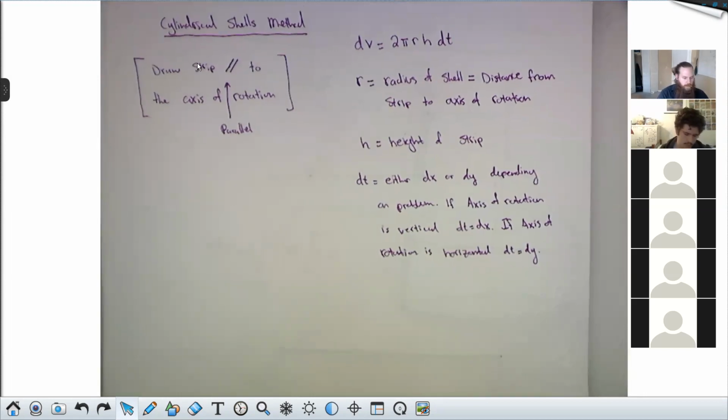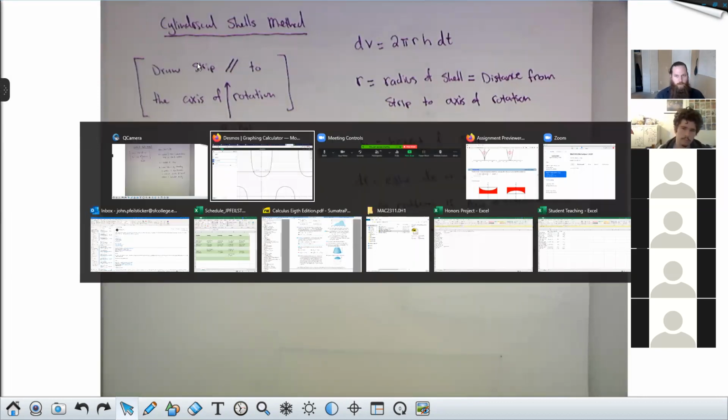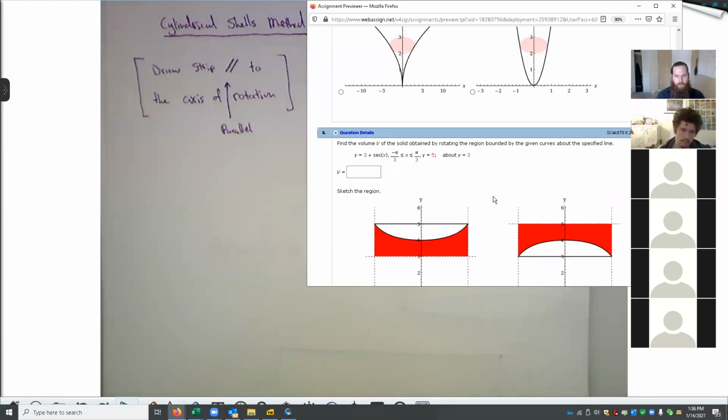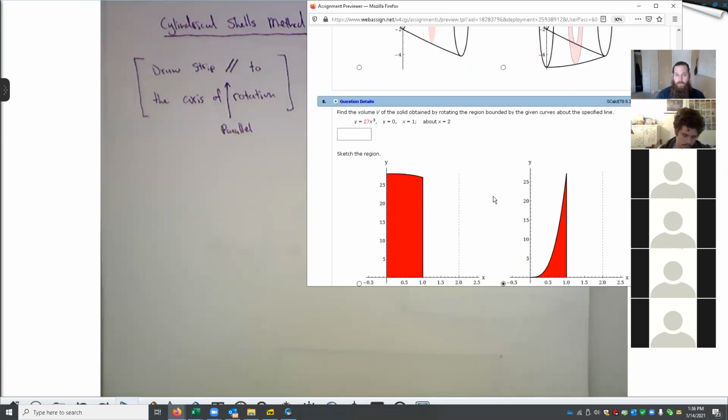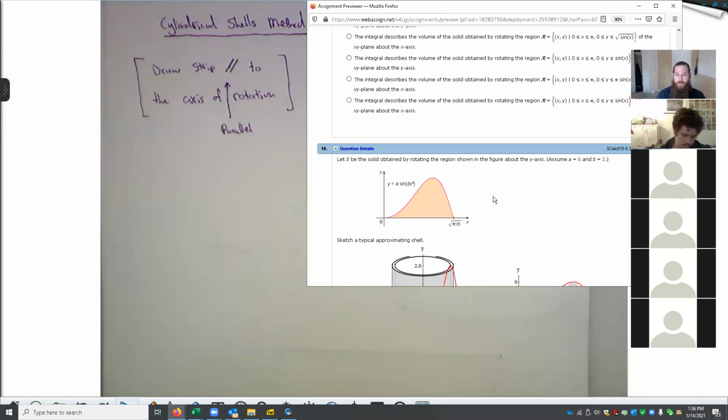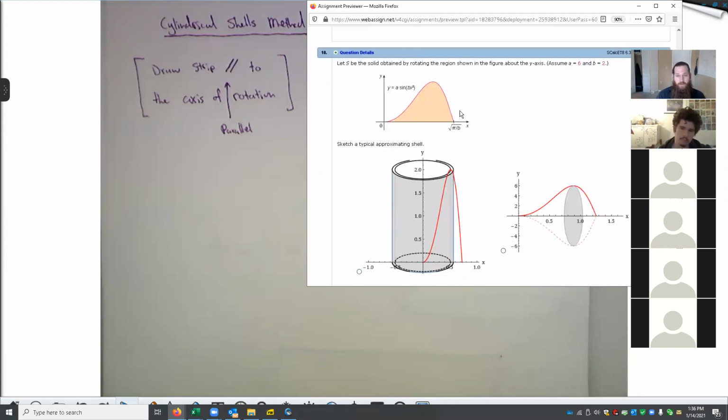The picture that comes along with this is the picture I had on the previous page. I won't redraw it here, but let's look at a problem or two. I'll take one from your homework. Some problems can be solved both ways. Some problems can only be solved one way, and this is a great example of a problem that can only be solved using the shells method.